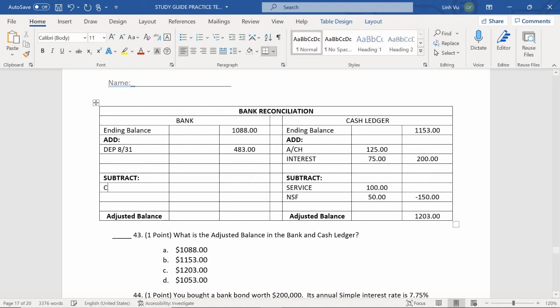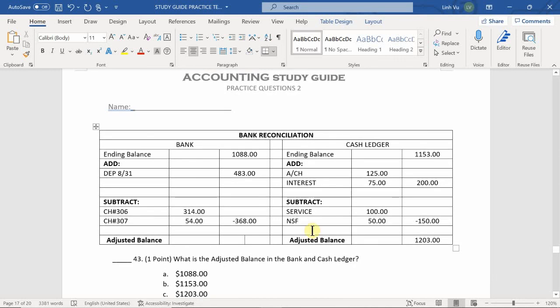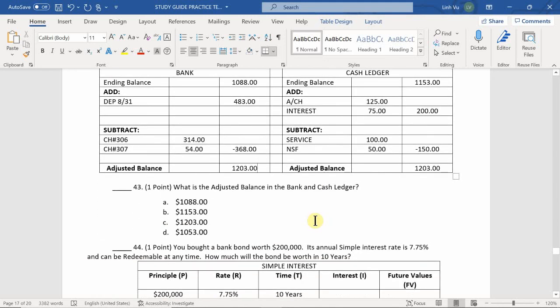So check number 306 was for 314, and check number 307 was for 54. In this case, 368 total. So what is my ending balance on the bank side? 188. So 188 plus 483 minus 368 is 1,203. Good, no discrepancy. So what is the adjusted balance in the bank and the checking account? The C. Letter C.